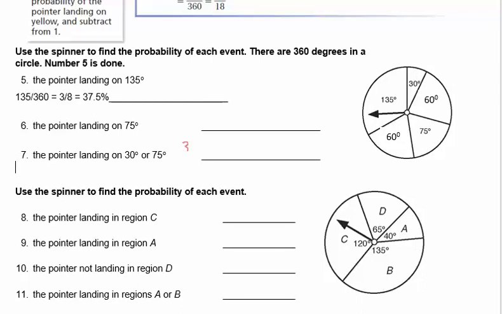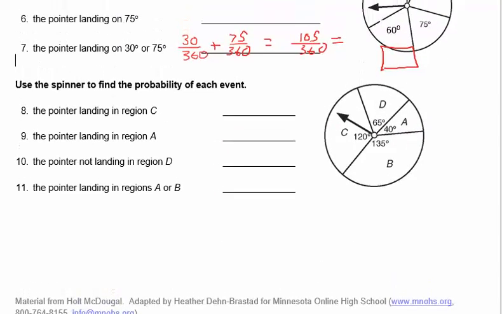So I would have 30 over 360 plus 75 over 360. And then you would add those together to get 105 over 360. And then you need to simplify that fraction and then change it to a percent. Same thing for 8 through 11, except instead of the degrees, they're giving you some letters for those, but you would still solve the problem the same way.